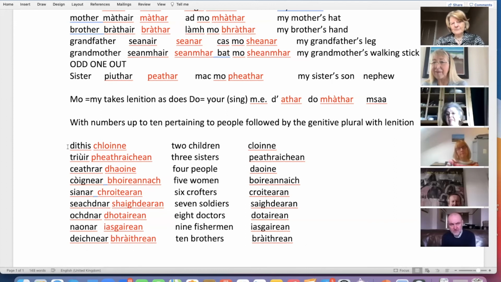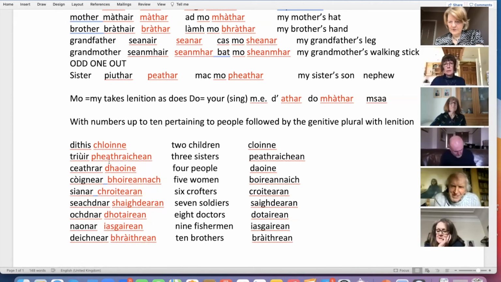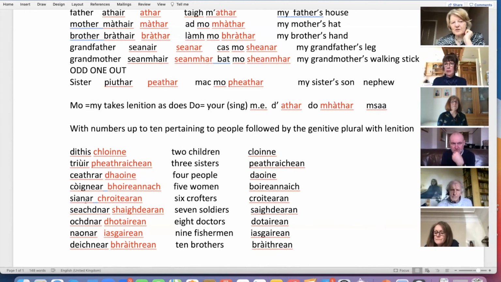That list at the end, is that nominative plural or genitive plural? This list here in the black is the nominative. So if you had 10 children in a bus, you would say Tha deichnear chloinne air a' bhus. These numbers are pertaining to people.